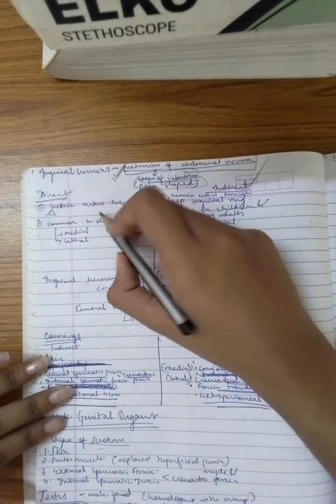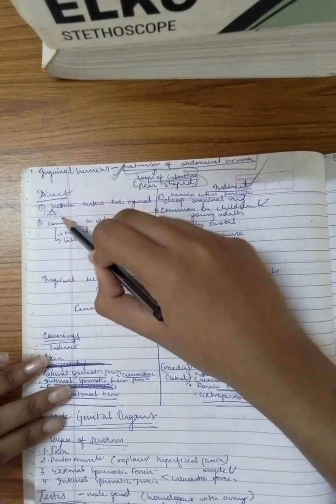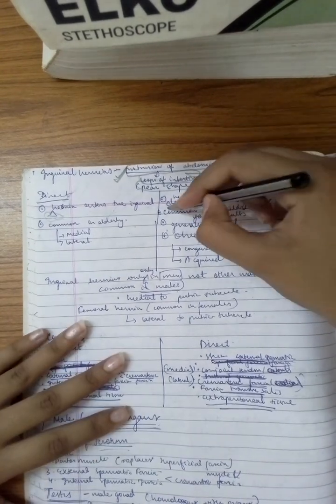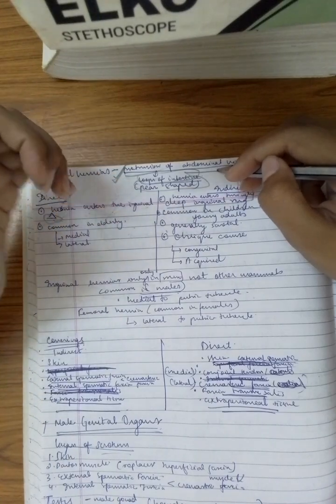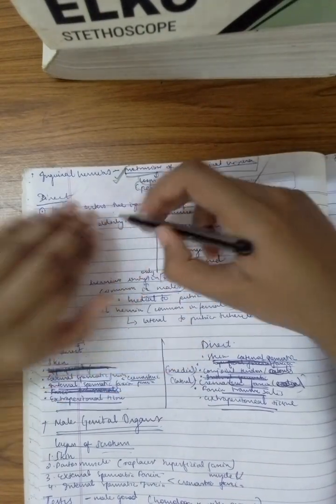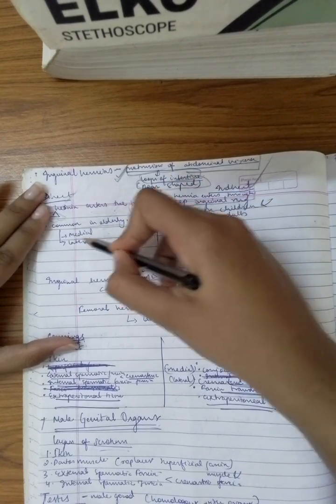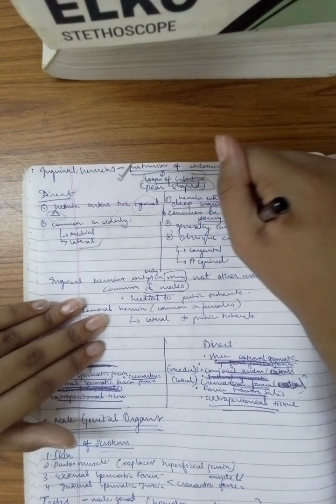Direct inguinal hernia enters through the inguinal triangle, whereas indirect enters through the deep inguinal ring. That is, this loop or protrusion occurs through the deep inguinal ring. The direct type occurs through the inguinal triangle, and this is common in the elderly, and it is of two types, medial and lateral. Whereas the indirect is generally common in children and young adults.